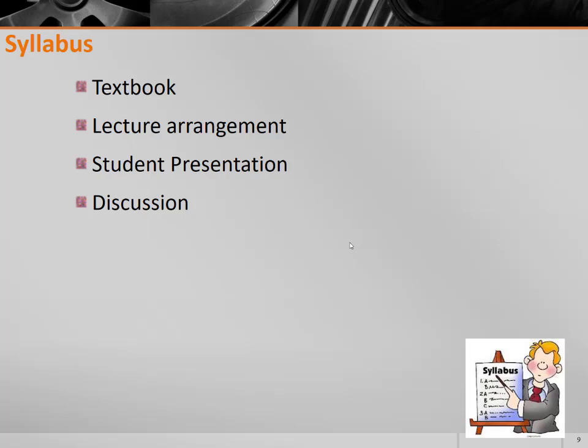Also, we need the student to give the presentation, because this is a graduate course. A graduate course is different from an undergraduate course. That means the students need to be involved: read papers, and even learn how to make PPT and how to give a presentation. So that's why I require the students to give presentations. Currently, we have 2 students.